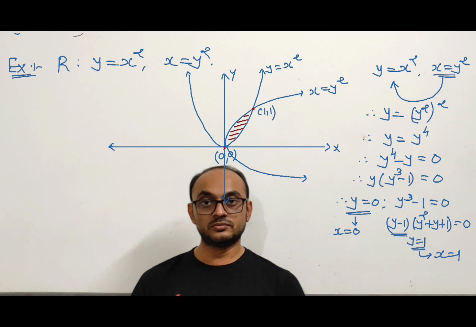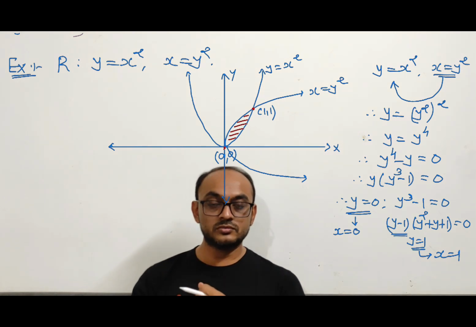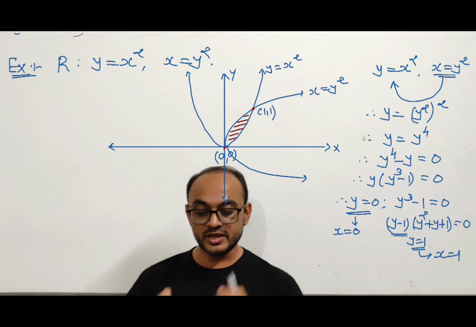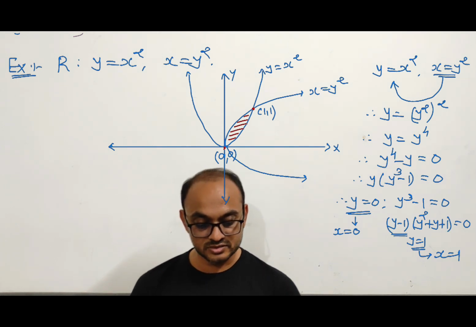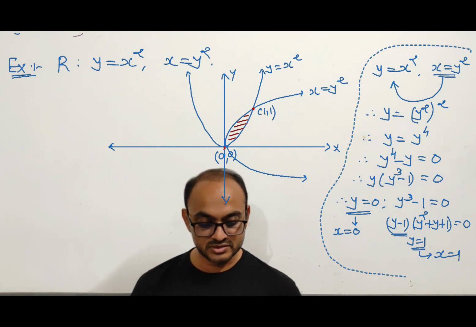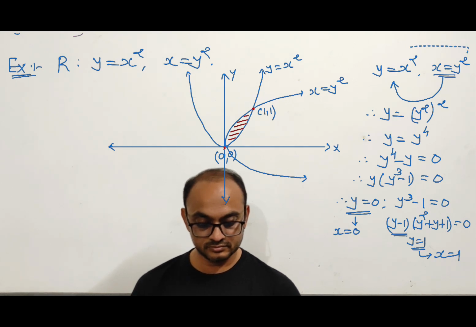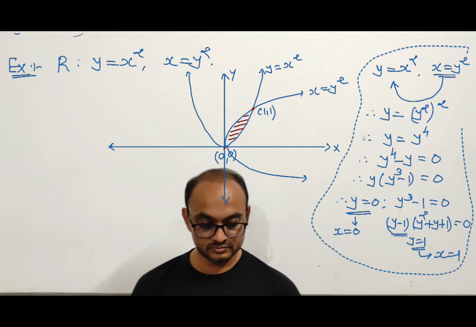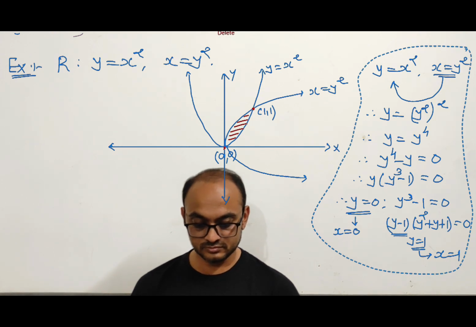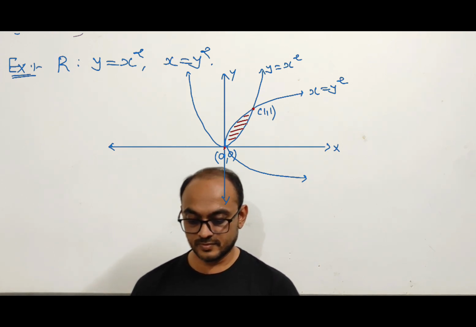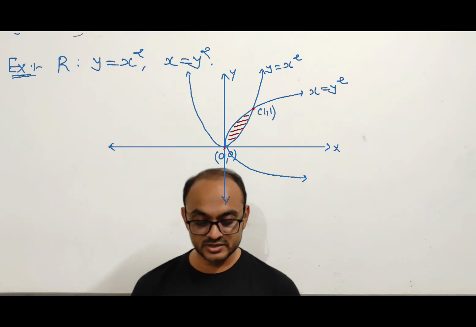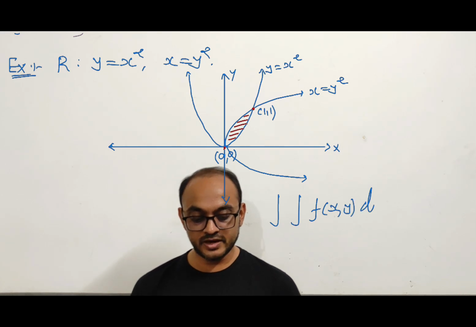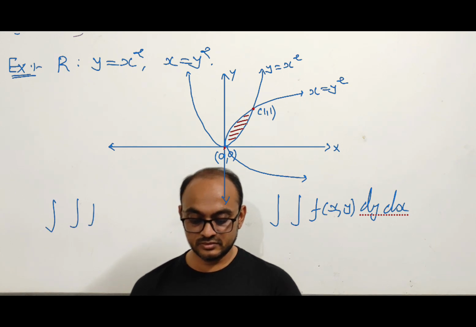Now, I think we are able to write down the limits for dy dx and dx dy. So let us try to write down the limits. How do we write the limits? Double integration f of x y dy dx. Double integration f of x y dx dy.